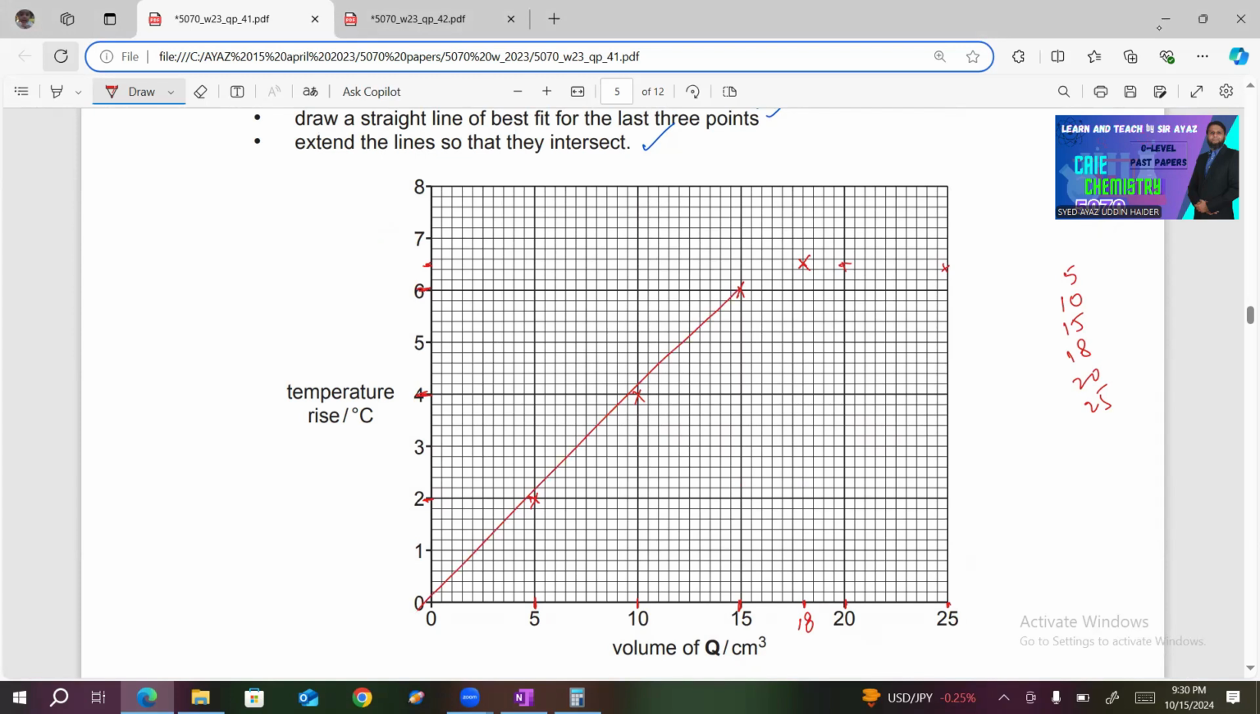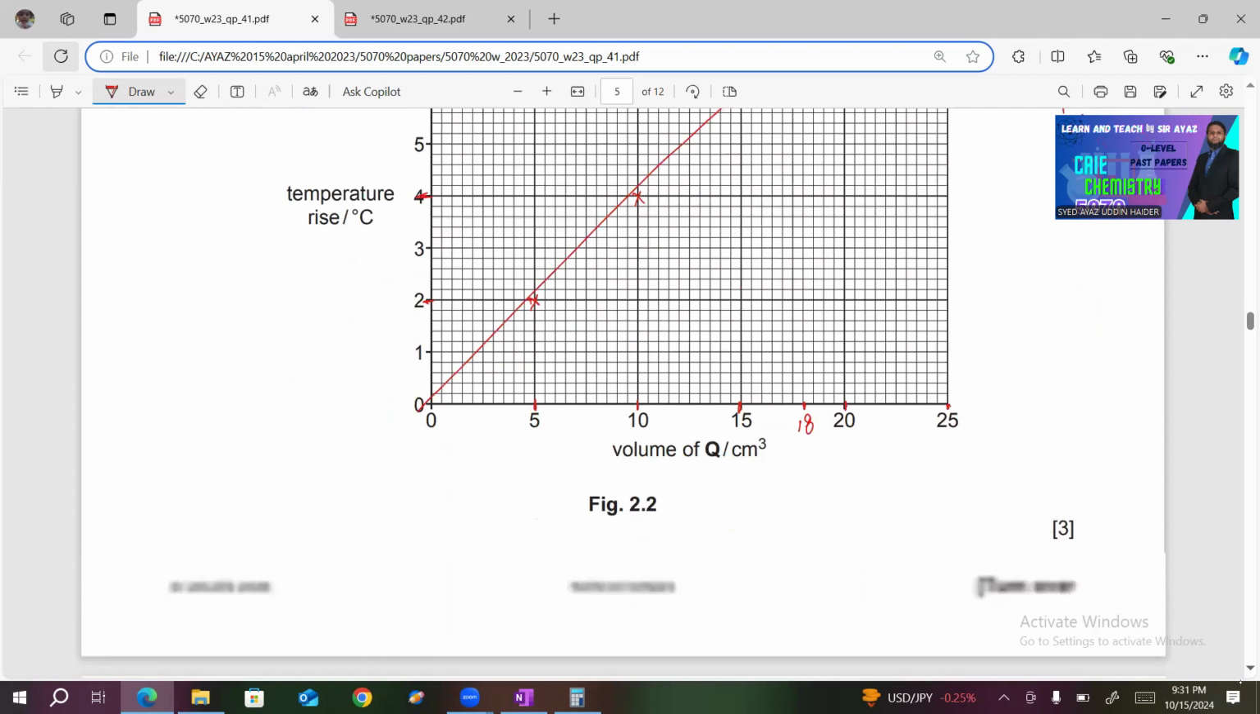Join these three, last three. Let's see the intersection. This intersection. This will be the final graph.